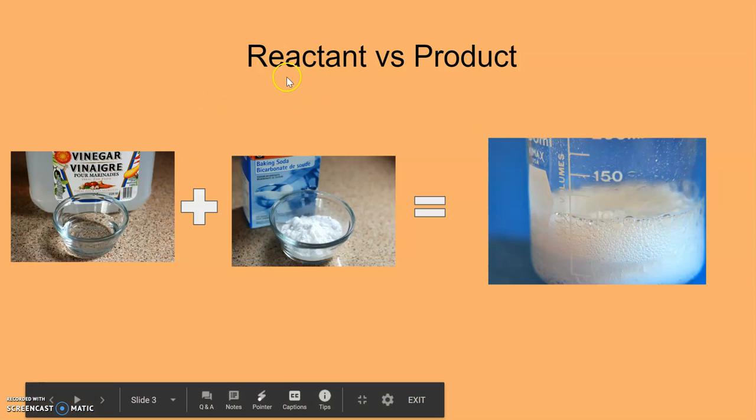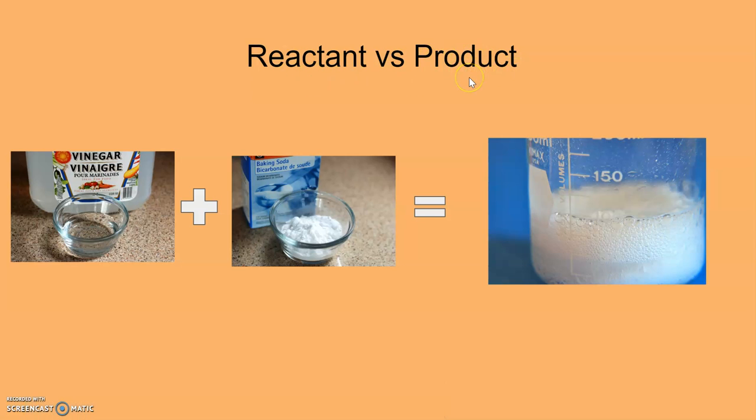Reactants are the chemicals that are reacting together. The product is what is produced in a chemical reaction. So for example, if you take vinegar and baking soda, which would be the reactants, and you combine them, you would get carbon dioxide, which would be the product.